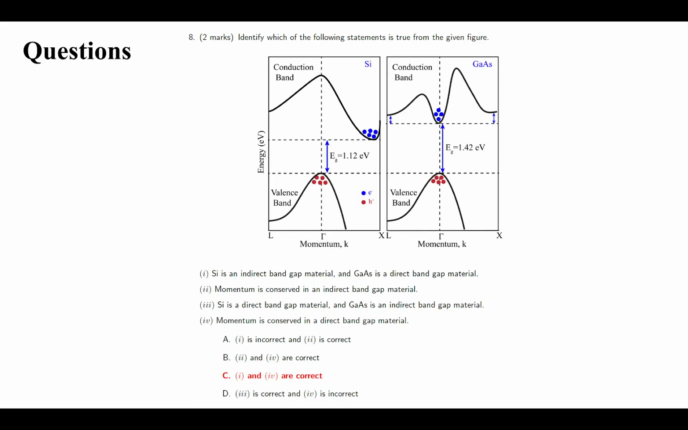So the answer will be 1 and 4 are correct. You can see from this that silicon is an indirect band gap material and gallium arsenide is a direct band gap material, and the momentum is only conserved in a direct band gap material. For an indirect band gap material, the momentum is not conserved for transitions, and the additional momentum has to be provided using a phonon.